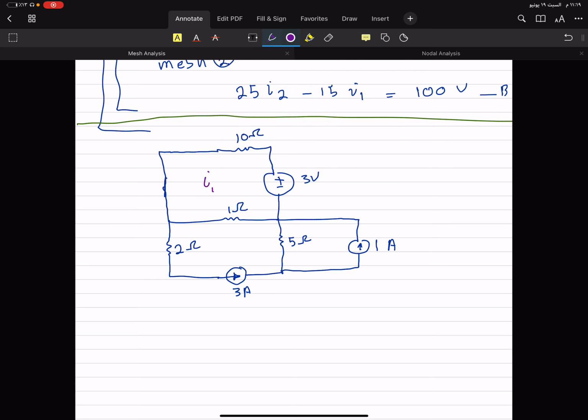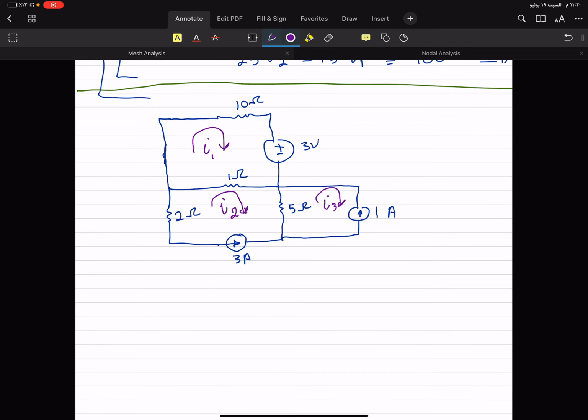This one is I1. This one is I2. This one is I3. And the current passing here is unknown. But the current passing here and here is known. Why? Because there is a current source.